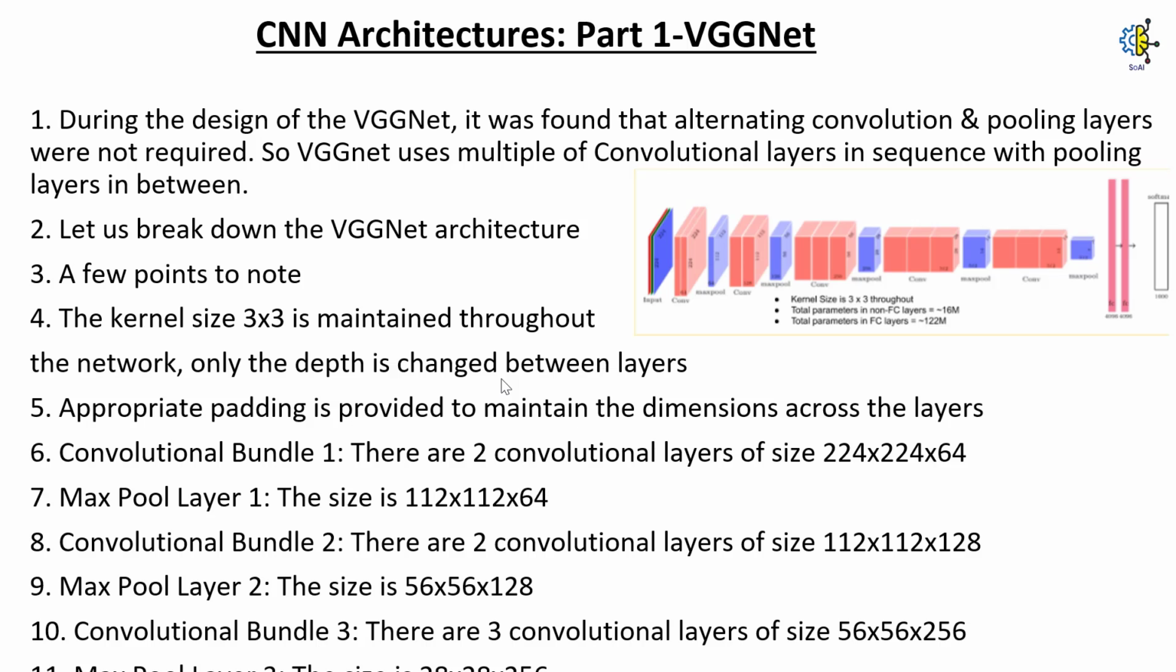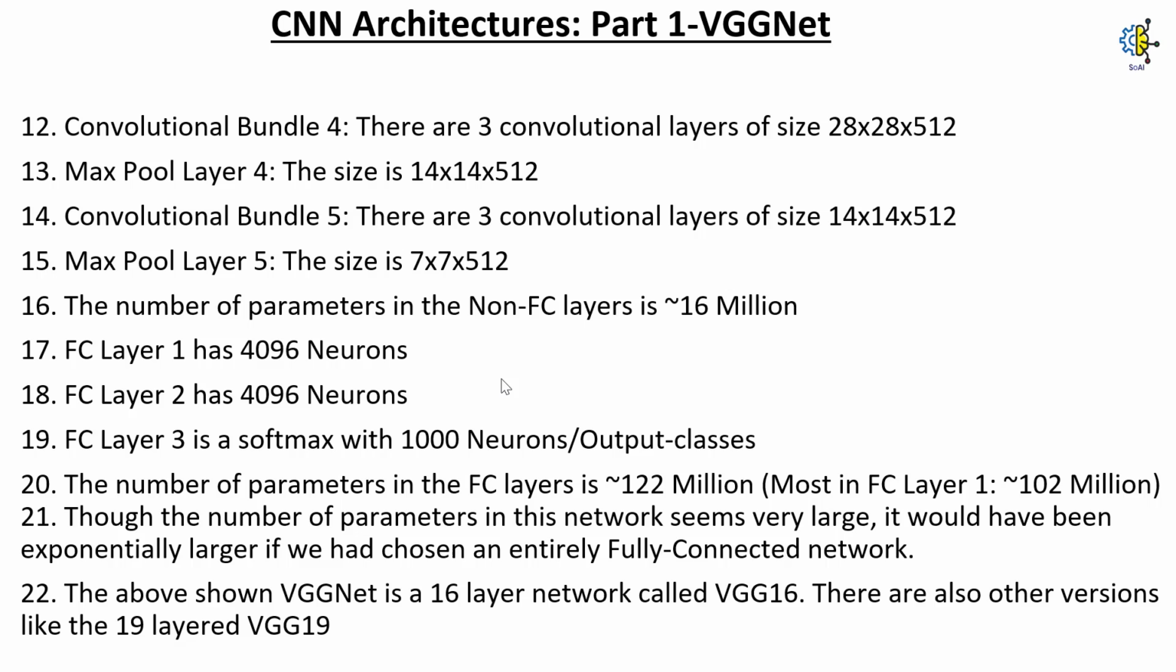Convolutional bundle 1. There are two convolutional layers of size 224 cross 224 cross 64. Max pool layer 1. The size is 112 cross 112 cross 64. Convolutional bundle 2. There are two convolutional layers of size 112 cross 112 cross 128. Similarly for max pooling layer 2 and max pooling layer 3, till max pooling layer 5.